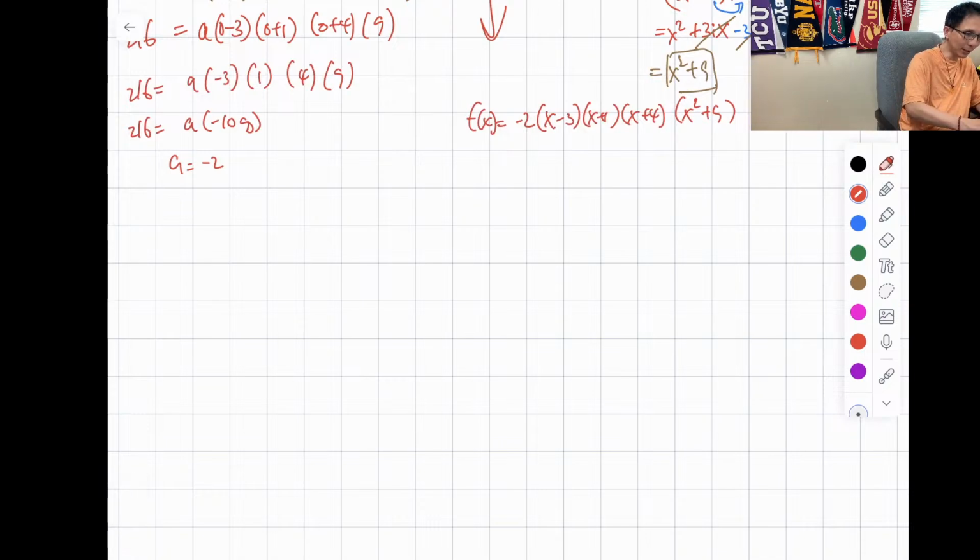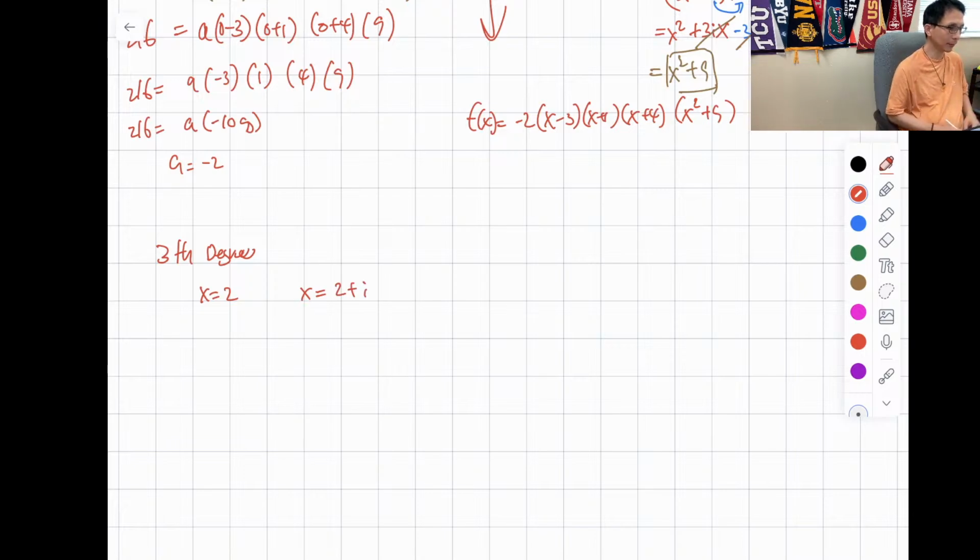Let's say this is third degree. So very, very small degrees. We have x equal to 2 and x equal to 2 plus i, and we say f of 0 is equal to 36. Can you find out this polynomial?